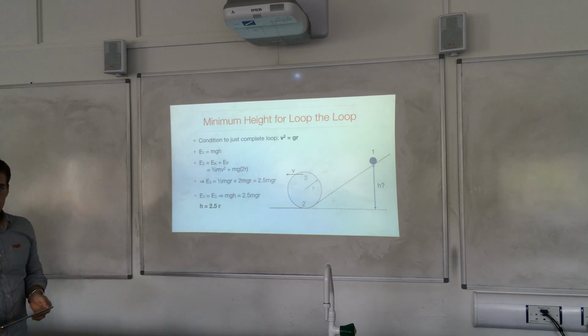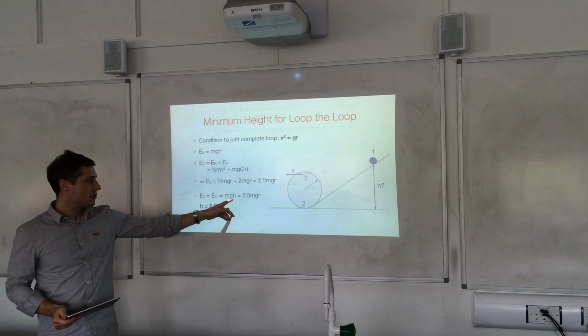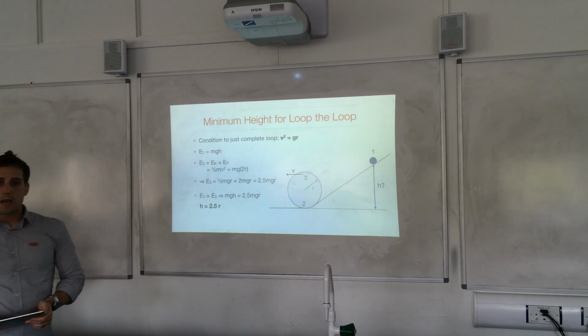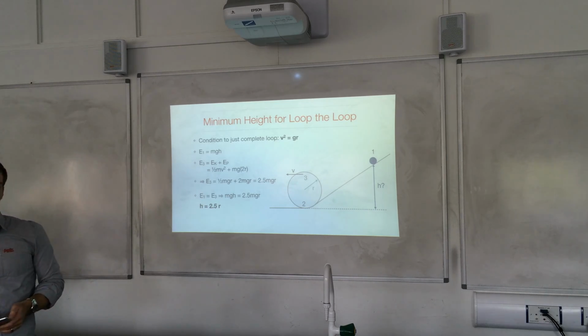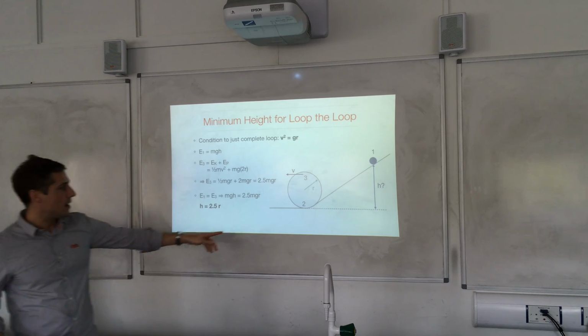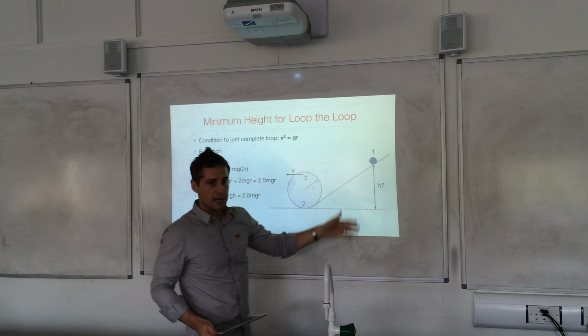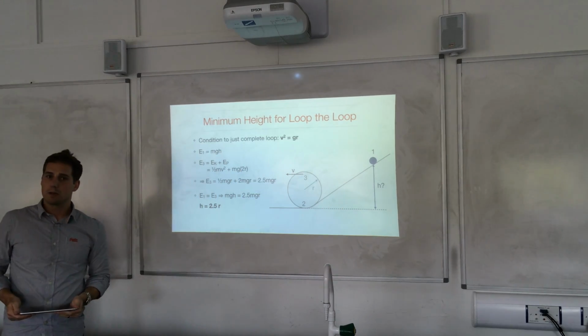From the conservation of energy, E1 equals E3. So mgh equals 2.5 mgr. The mg's will cancel out, so we get h is 2.5 r. So this height has to be 2.5 times the radius in order to complete one loop.